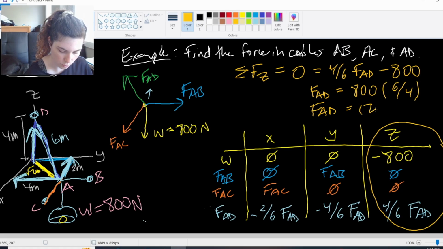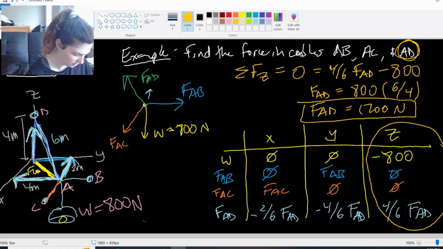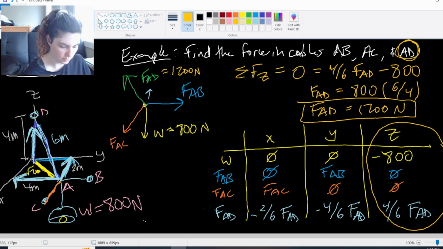FAD is 1200 newtons. Alright, so I found one. I found FAD. That's the force in cable AD. It's 1200 newtons. Let me put that on my free body diagram so I don't lose it. 1200 newtons. And now that I have that, I can go through and I can solve for FAB and FAC.